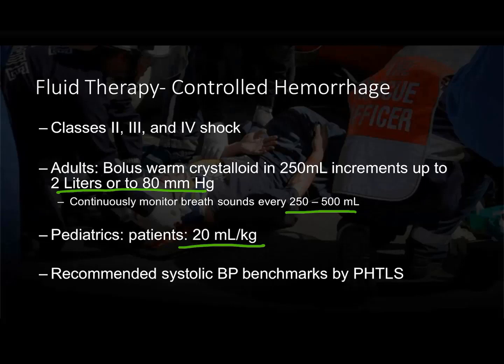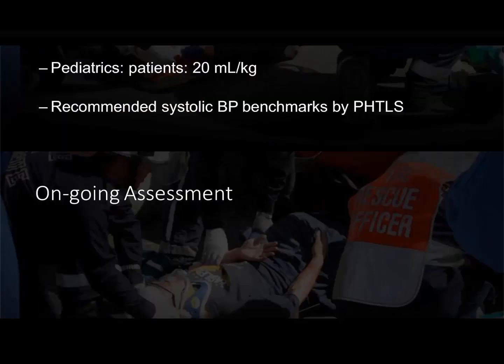Pediatric patients, we generally will give them a bolus of 20 milliliters per kilogram. Now, there are some recommended systolic blood pressure benchmarks, but remember that MAP will be our better indicator of end organ perfusion.